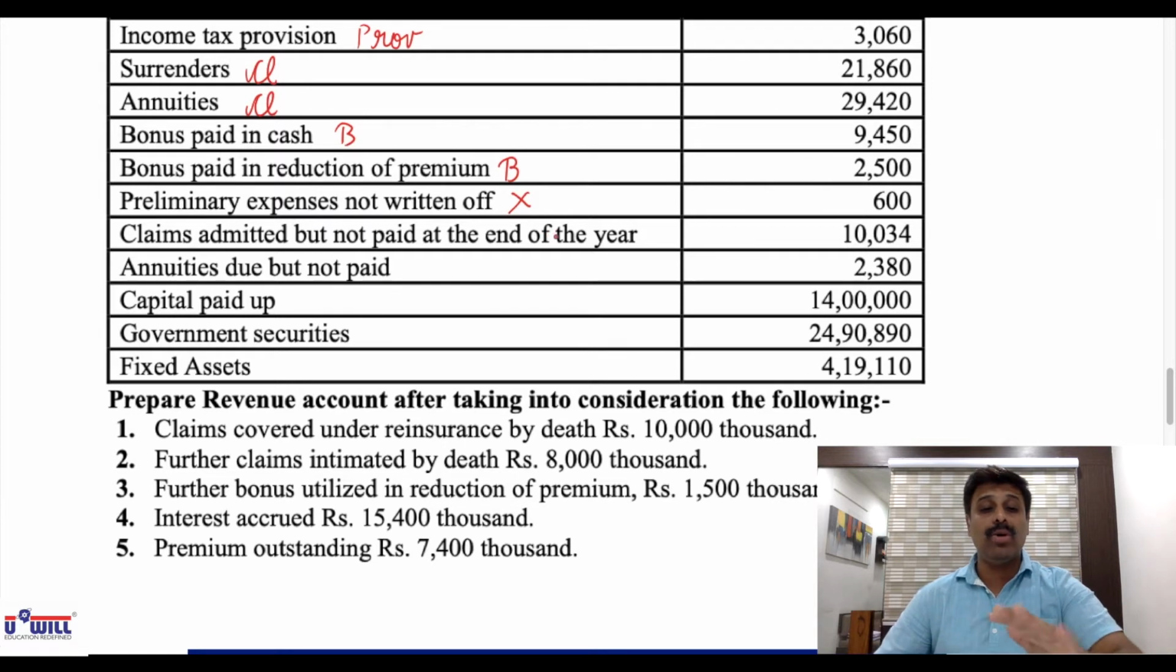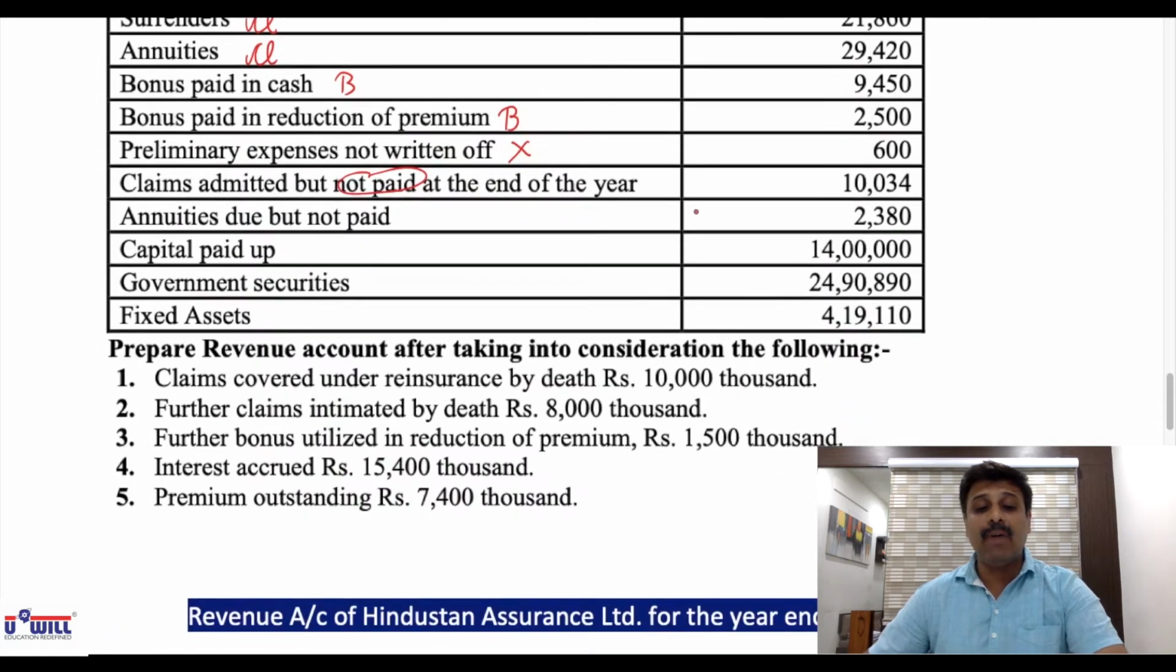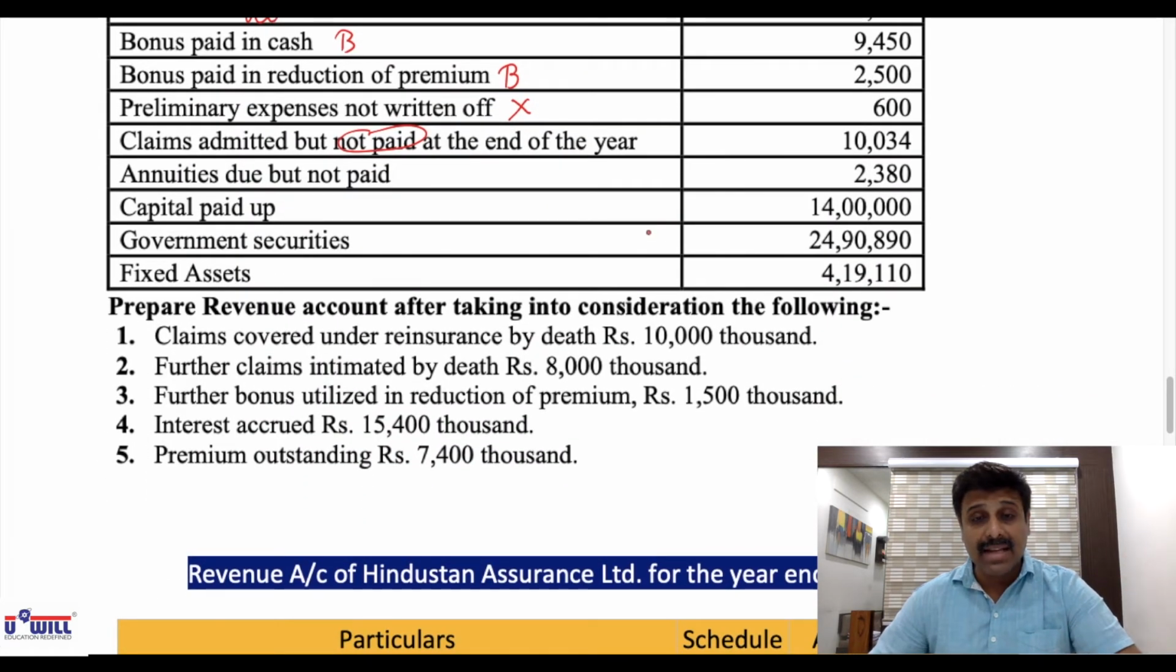Here, therefore, no effect. Claims admitted but not paid means outstanding at the end of the year. Now again, claims outstanding, if they are given in adjustments, then it has two effects: add in claims as well as show in the balance sheet as a current liability. But since here they are given as a part of the trial balance, if outstanding expense is given in the trial balance, it has only a single effect. It comes in the balance sheet on the liability side, so no effect over here.